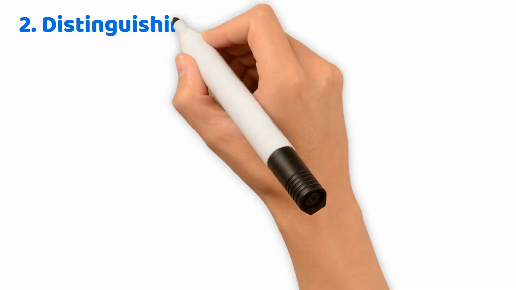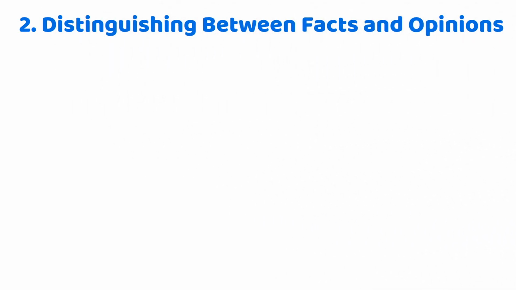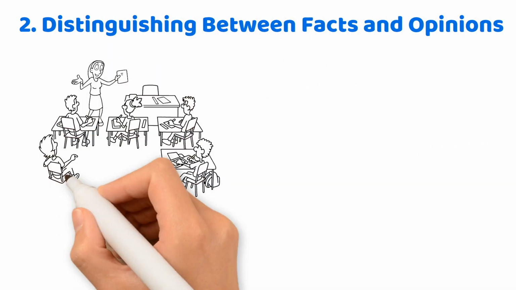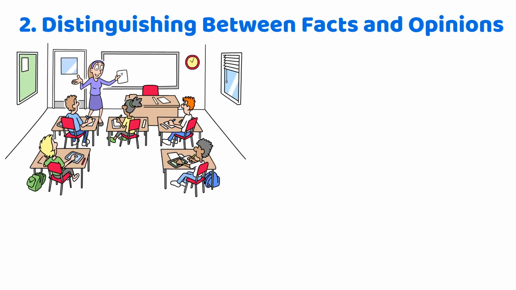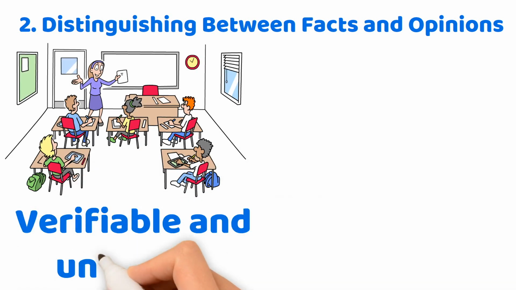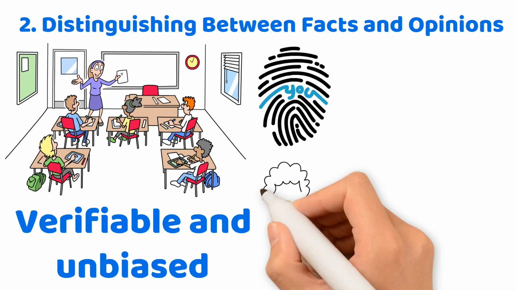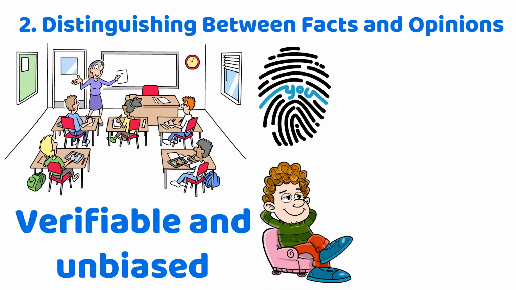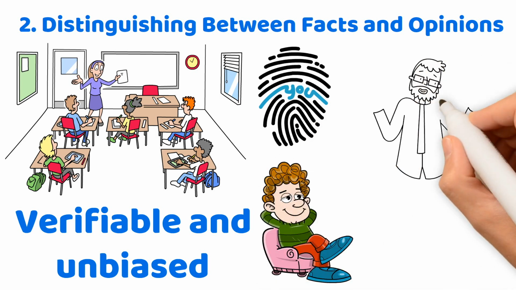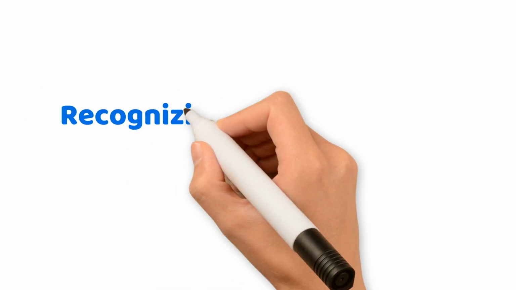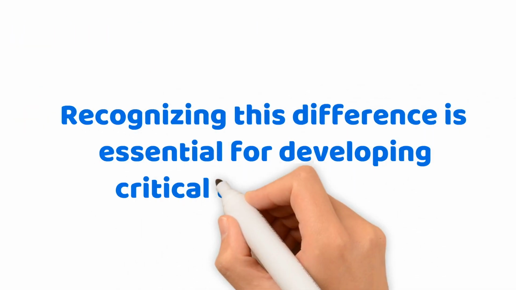2. Distinguishing between facts and opinions. It's crucial to teach our students the difference between facts and opinions. Facts are objective, verifiable, and unbiased. They are based on evidence. Opinions, however, are subjective and based on personal feelings or beliefs. They vary among individuals and are not always verifiable. Recognizing this difference is essential for developing critical thinking skills.